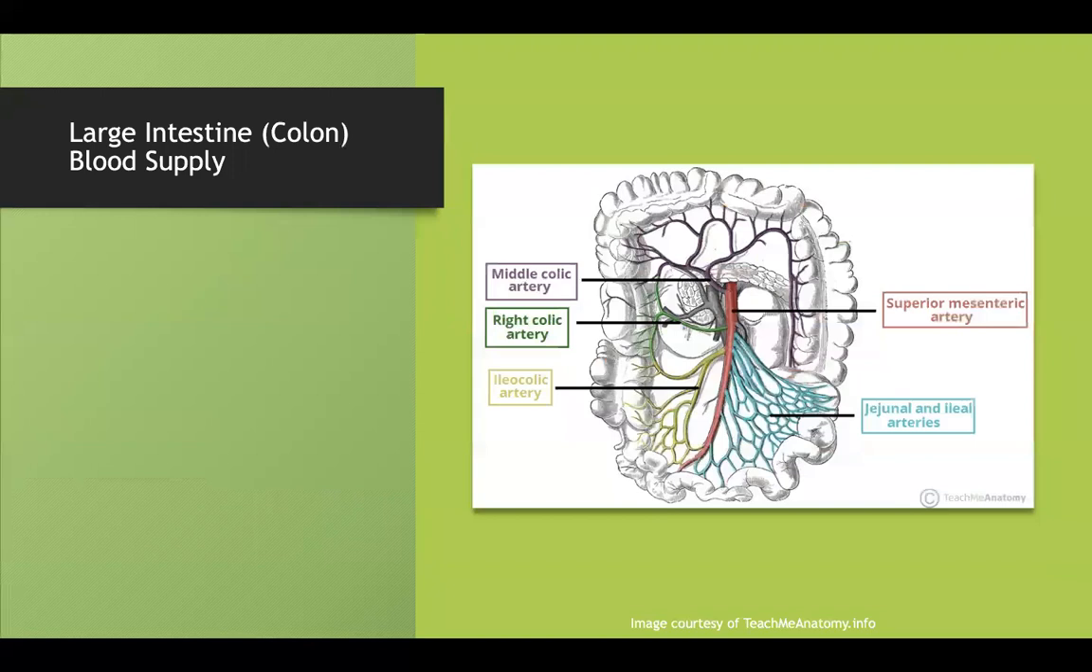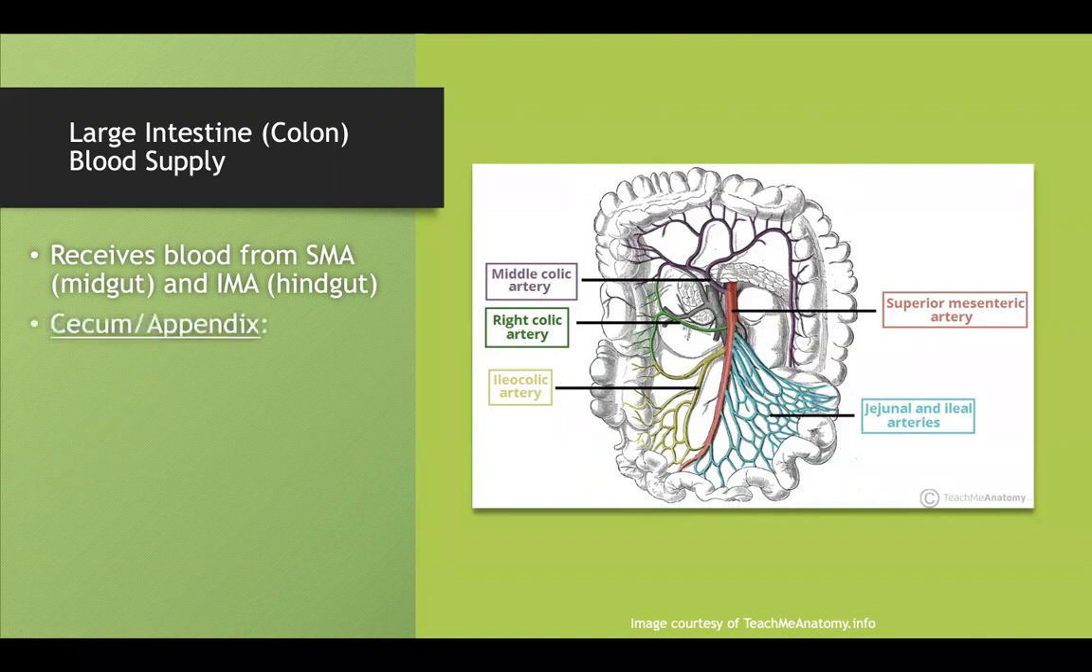Moving on to blood supply, most of the blood supply to the colon is fairly straightforward. Just remember that because it has midgut and hindgut origins embryologically, you're going to get blood supply from both the SMA and IMA, depending on where you are in your colon. So starting with the cecum and appendix, because they're part of the midgut, you should expect them to receive blood from the superior mesenteric artery.